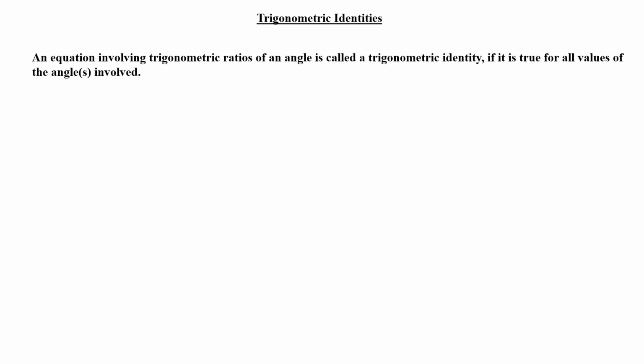So what are trigonometric identities? A trigonometric identity is an equation which involves trigonometric ratios of an angle, and it is true for all values of the angles involved. So I have taken a right angle triangle ABC. If you can see, this is a triangle ABC, right angled at B.